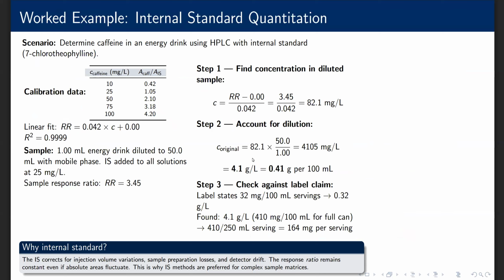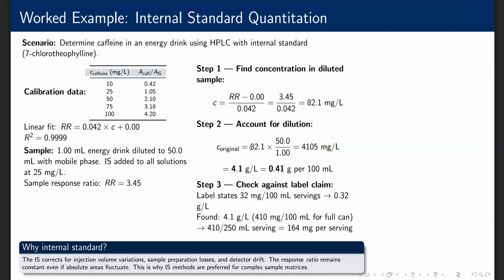This worked example demonstrates internal standard quantitation using a real-world application, caffeine in an energy drink. The internal standard, 7-chlorotheophylline, is structurally similar to caffeine and chromatographically well resolved from it. It is added at the same concentration to all standards and samples. We use the response ratio.